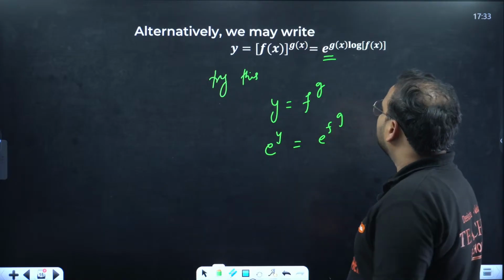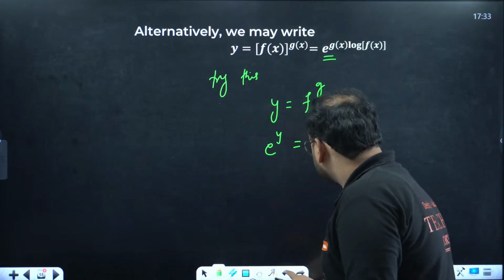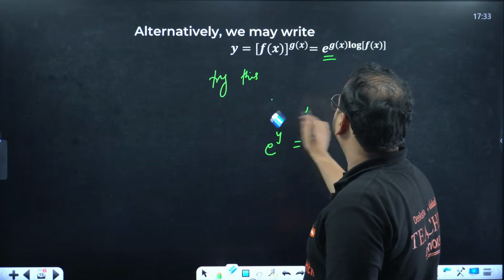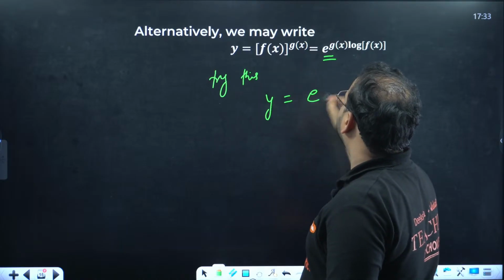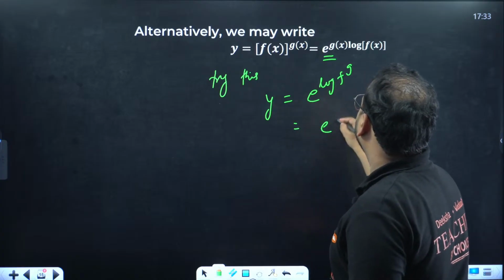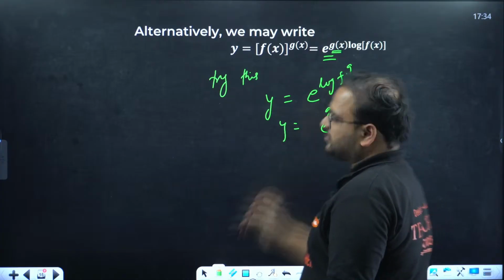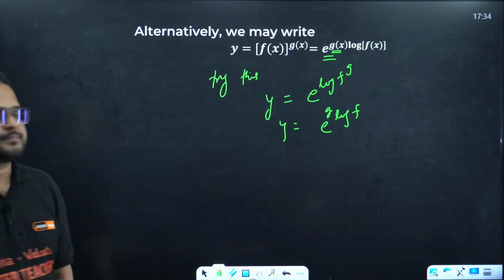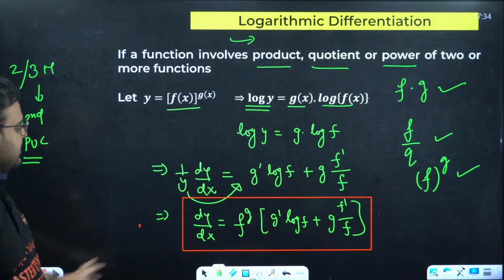Sorry, only the RHS side, right? We'll take this as e power log of f power g. This will become e power g log f, where g comes as a coefficient. Yes, g comes as the coefficient, the product basically. Clear? So try this. Differentiate and get the result. For the derivative, we'll get the same value as this.